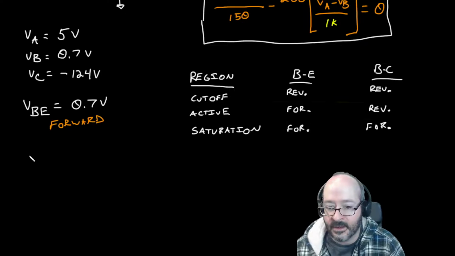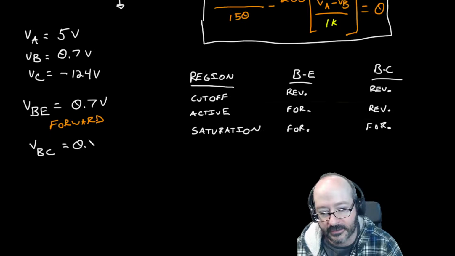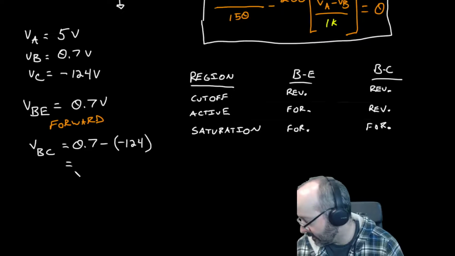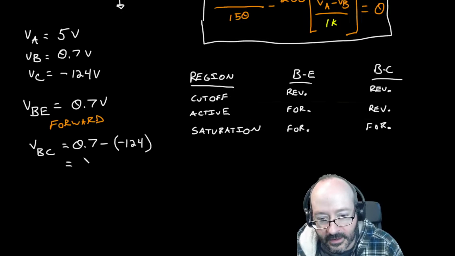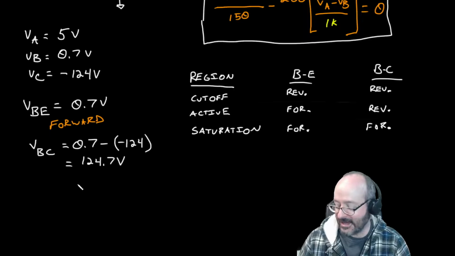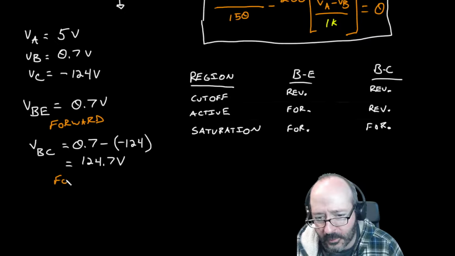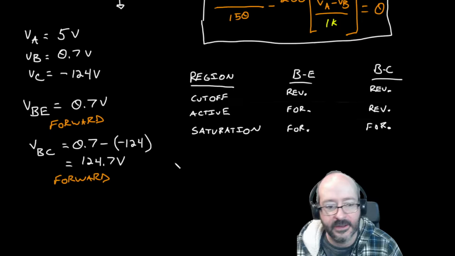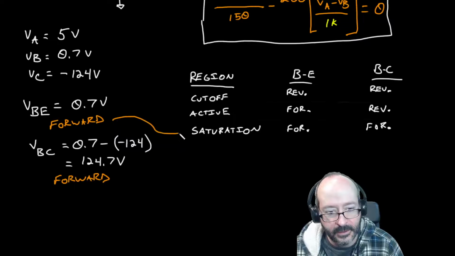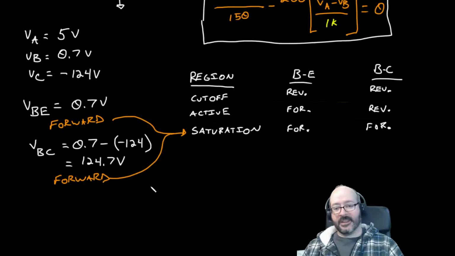Then we can say what's the voltage between B and C, and we have 0.7 minus negative 124, which equals 124.7 volts. That's a very positive voltage. I think we'd probably have broken the thing by now, but it's not possible. But we can say that that looks like it's in the forward region, and if they are both forward, we can say correctly that this transistor is in the saturation region. So it looks like we saturated it.